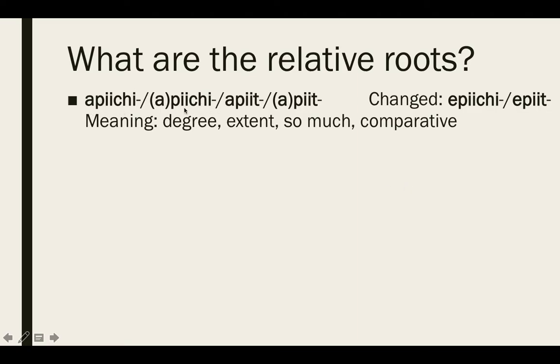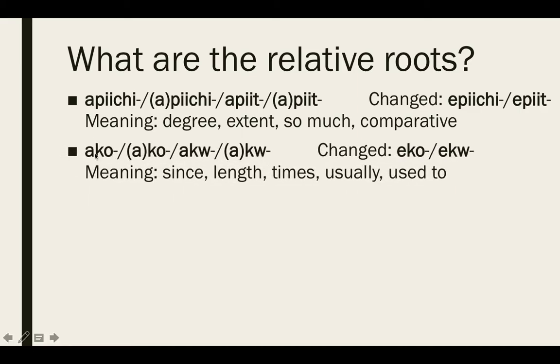Next one is apiche or piche. Sometimes in words it sounds like apeat or peat, and its change version is pronounced epiche or epit. The meaning of this one refers to the degree, the extent, so much, and can also mean comparative. If something is happening so much, that's the degree or an extent. Next one is ak or k. When it's built into a word, sometimes the O's are changed to W sounds, and when it's changed, it could sound like ewk or ek. Its meaning refers to since, length, times, and can mean usually or used to.